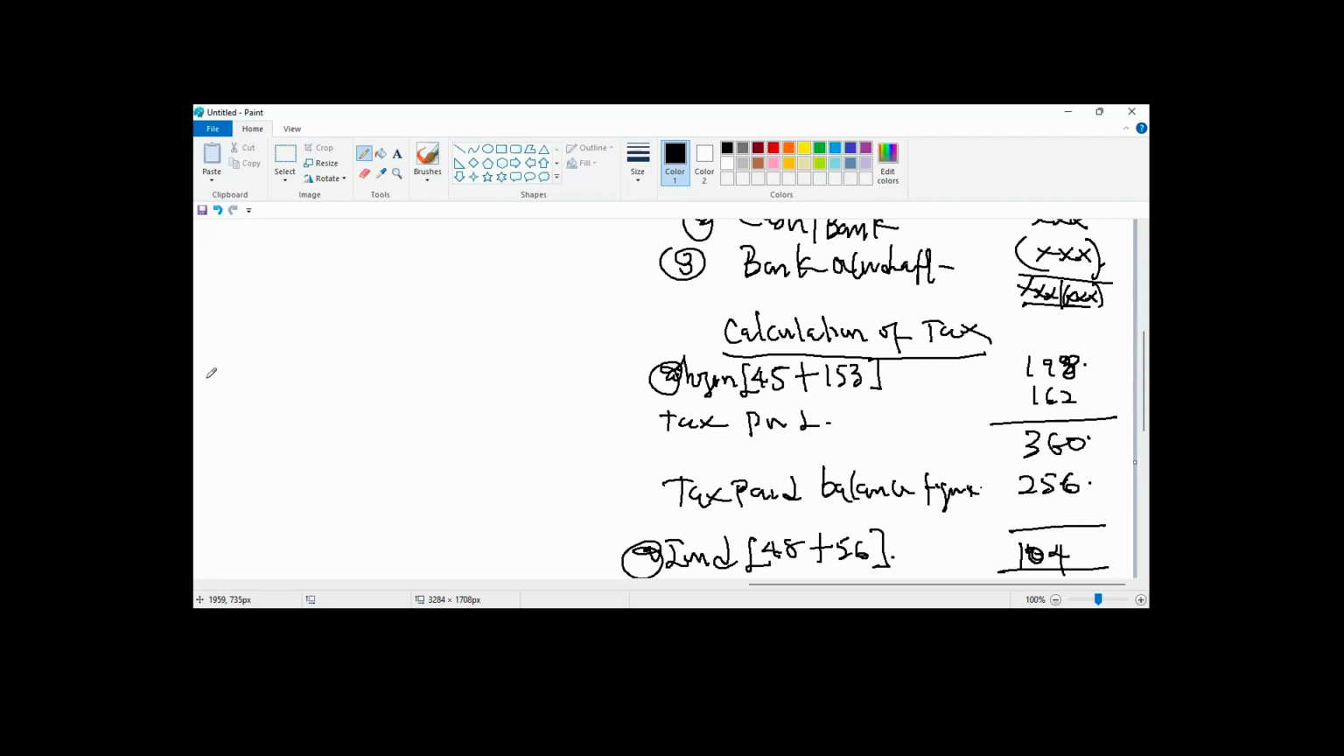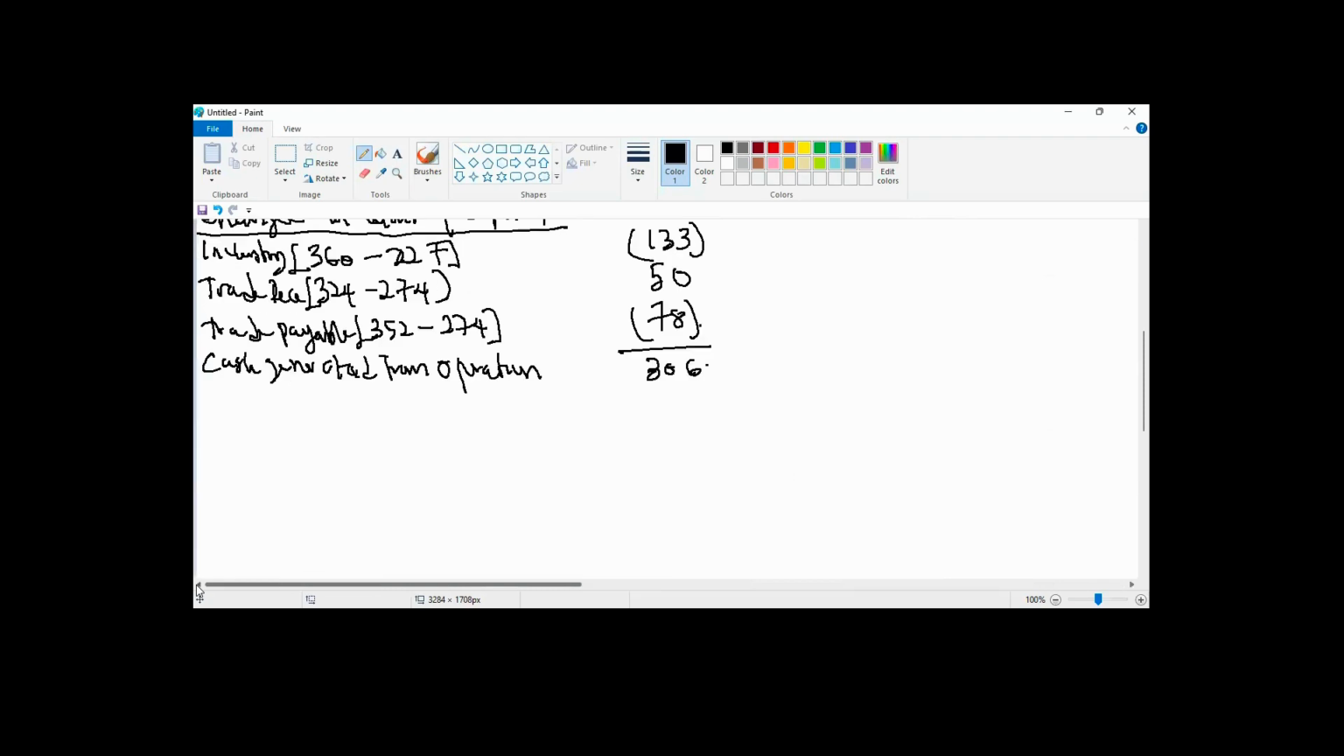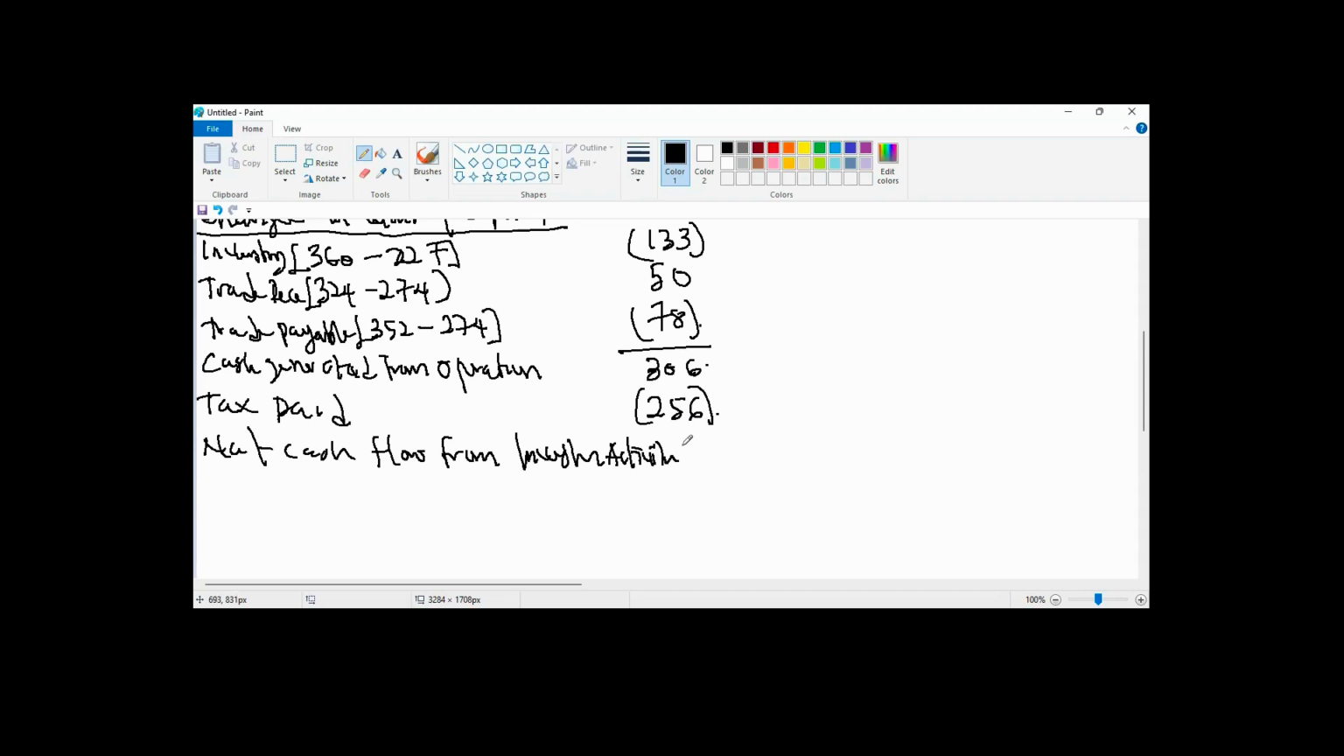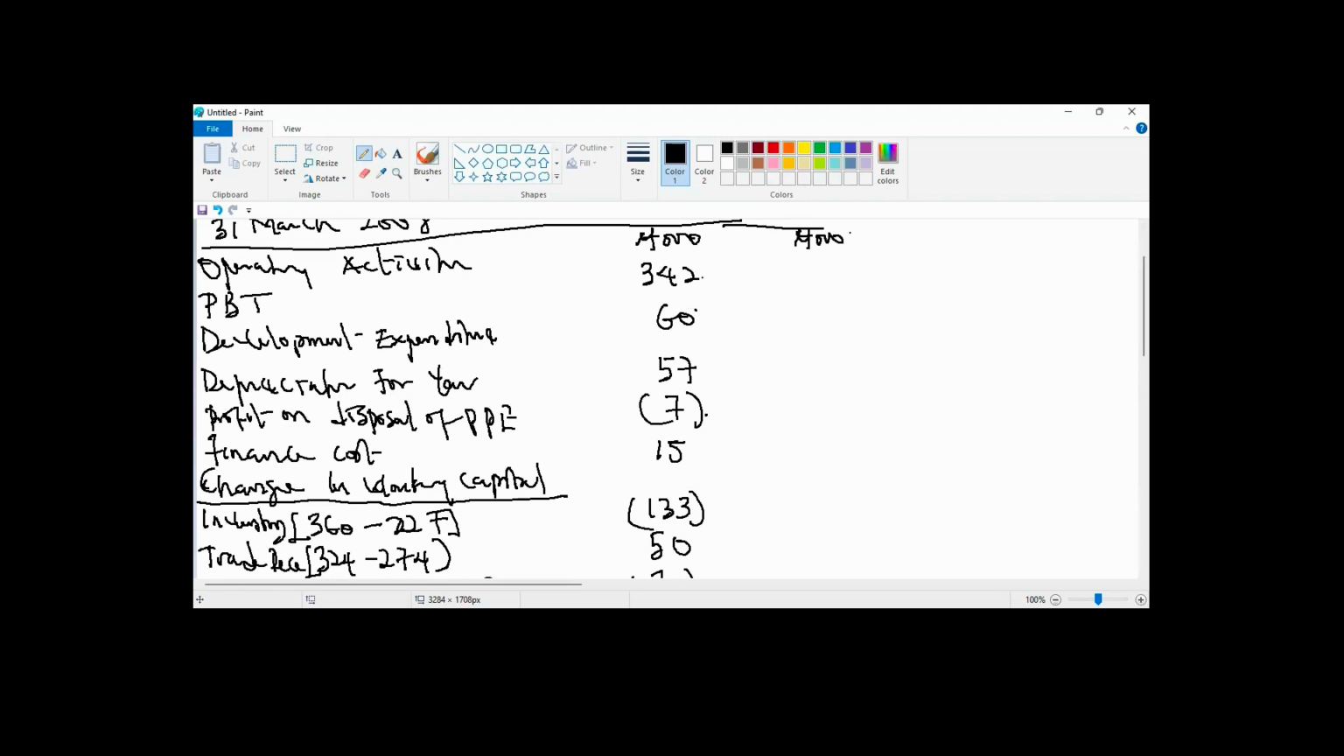Any question? The answer to no question. Or just a tax paid. This will not give me net cash flow from investing activities. What is the net cash flow from investing activities?